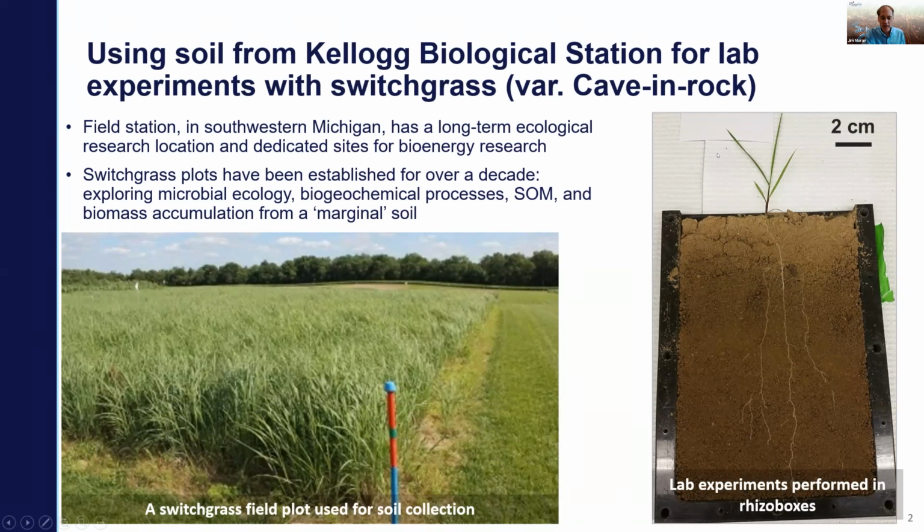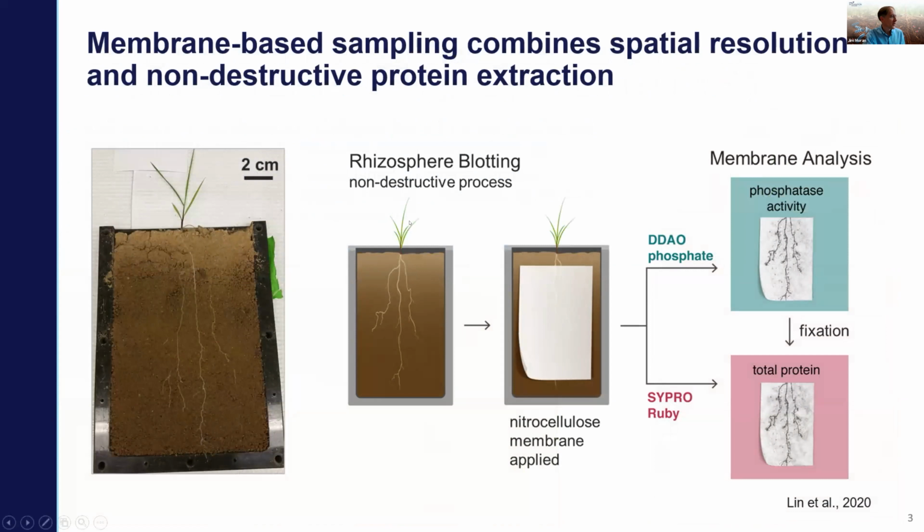The first slide I have here is not necessarily a technique we're going to talk about, but I wanted to put this up because I'm going to discuss a few different methods, and all of these methods have been developed using rhizoboxes. I just wanted to give a little background information on how we developed the rhizoboxes and what's contained within them. All of the soil that we've been using is from the Kellogg Biological Station in southwest Michigan, and it's all taken from some switchgrass plots that they have.